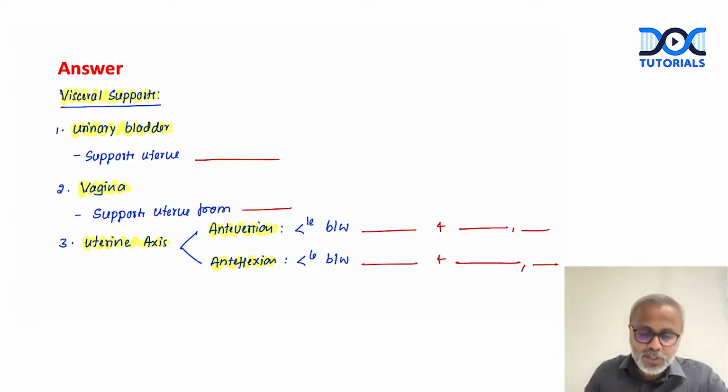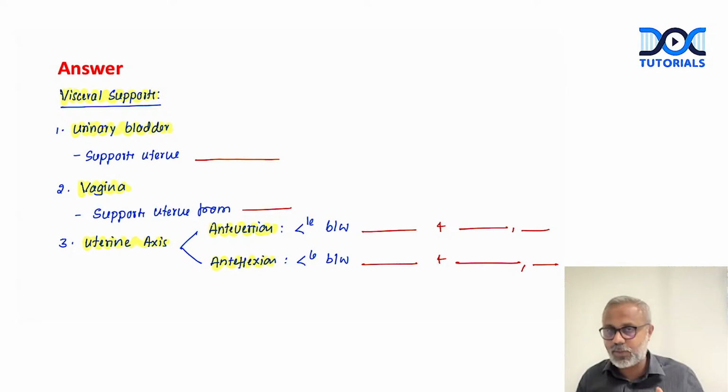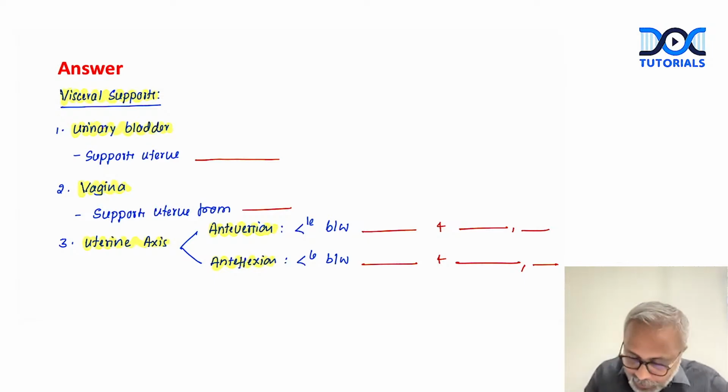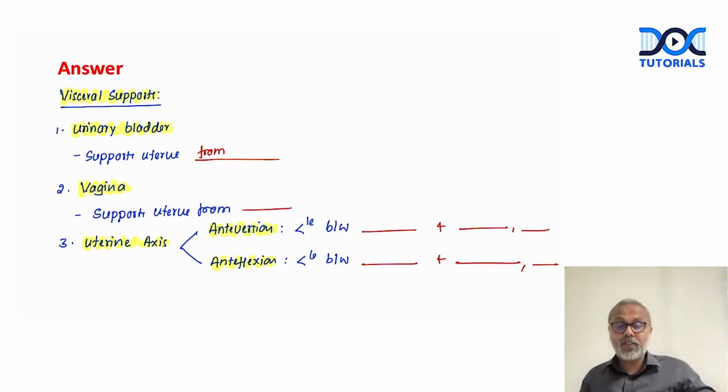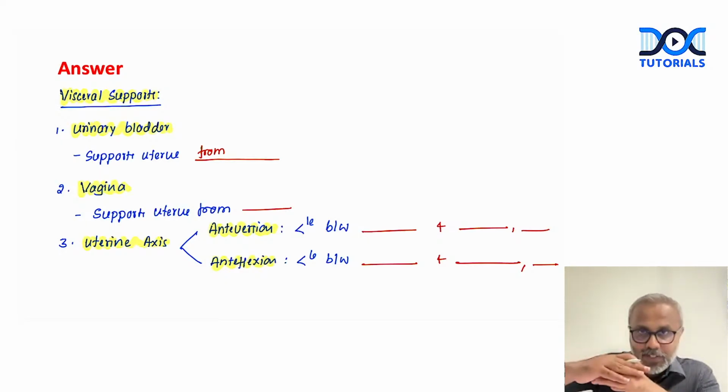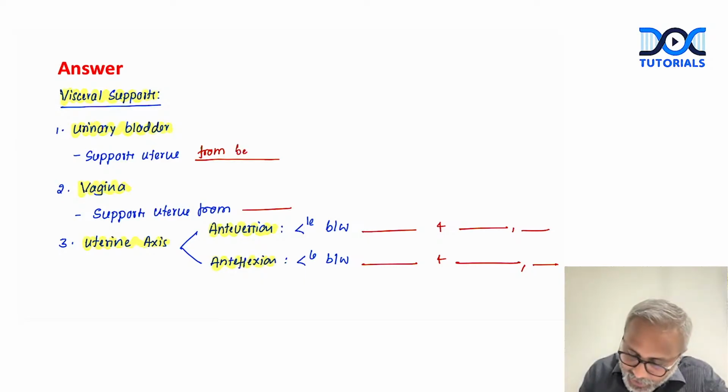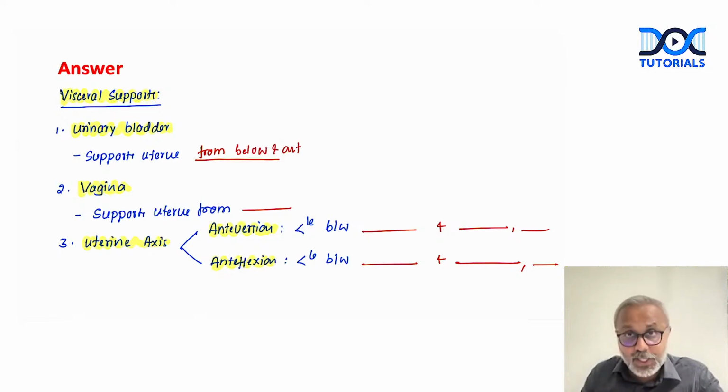In visceral supports, of course, there are two important visceral supports, urinary bladder and vagina. Urinary bladder will support the uterus from below again, right? Now, vagina will support the uterus. Now, with respect to urinary bladder, does it support it from below? How? Remember, the urinary bladder superior surface on which the uterus rests, right? So, let's say below and anteriorly. We will see how. For vagina, it supports the uterus from below.